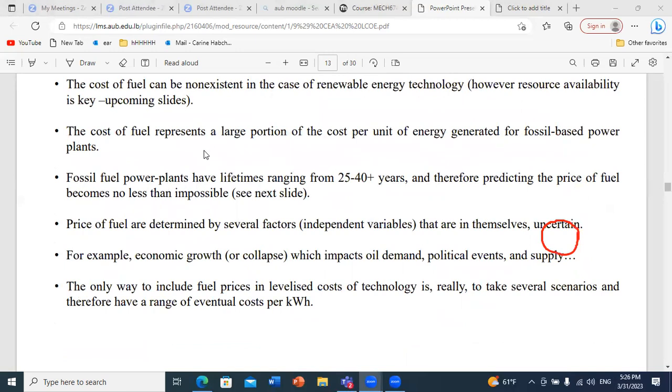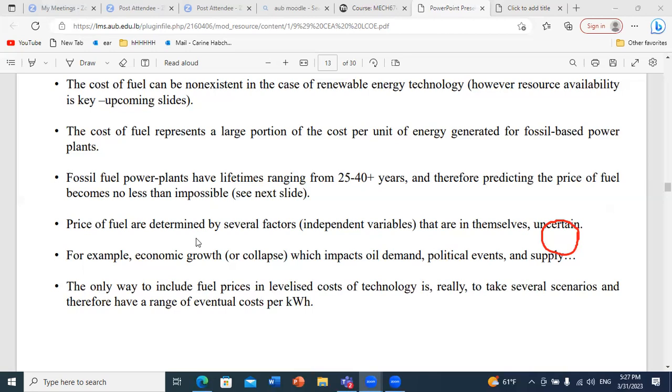The cost of fuel represents a large portion of the cost per unit of energy generated for fossil-based power plants. Fossil fuel power plants have lifetimes ranging from 25 to 40 years, and therefore predicting the price of fuel becomes no less than impossible. It's very challenging to predict the fluctuations in price of fuel, because you know that it's affected by politics, it's affected by the shortage in reserves. So you have a lot of parameters which will dictate the price of fuel, and it's very hard to compute them and decide on a certain discount rate or such issues.